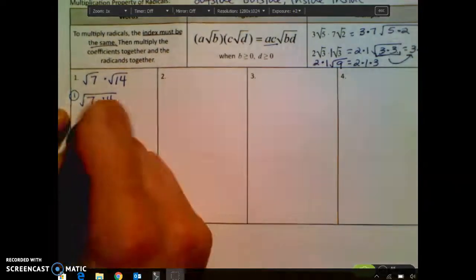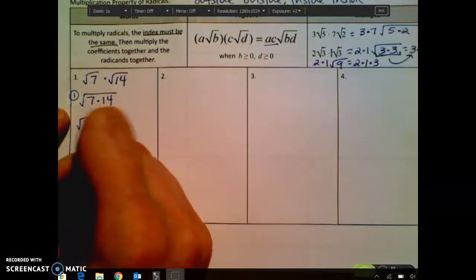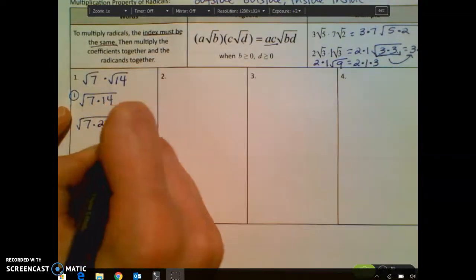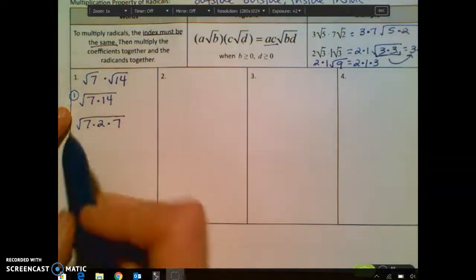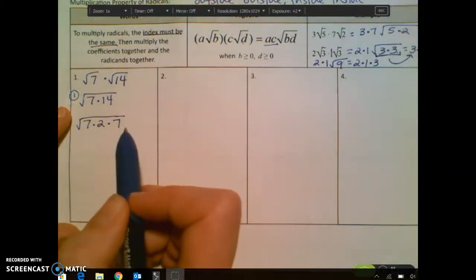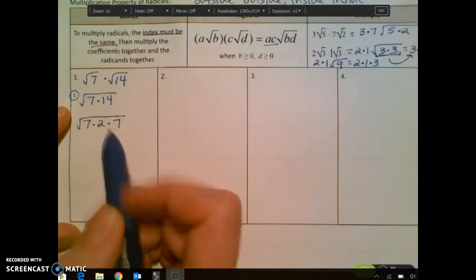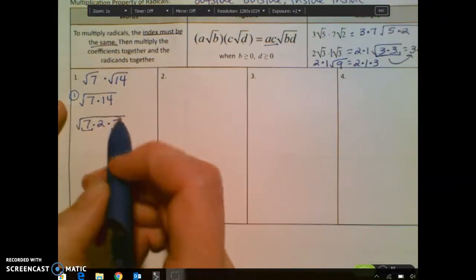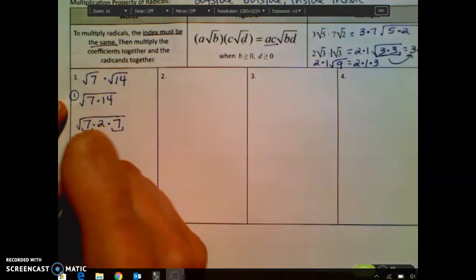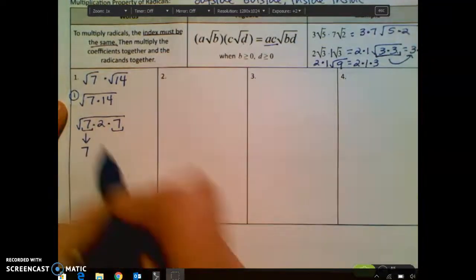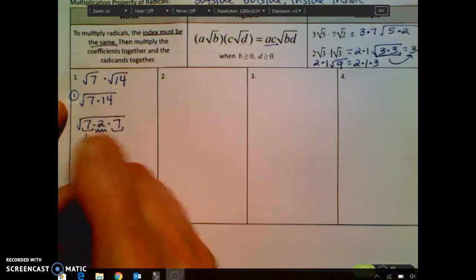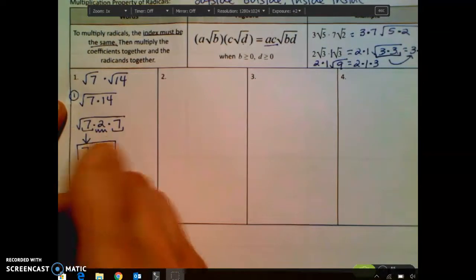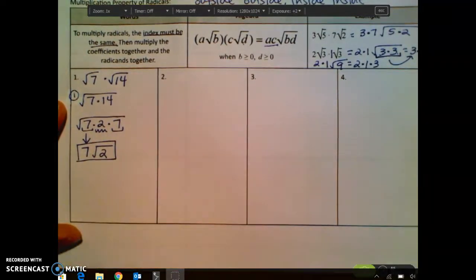So how can I break up 14? Well, I know I have this 7, and I know 14 can be broken into 2 times 7. So now I have the square root of 7 times 2 times 7, and we just look for pairs of numbers. I see a pair of 7s, 2 7s. So what does that mean? That means I can bring out 1 7, and what's left inside the square root is my 2. So that's using the barn method. And our answer is 7 root 2.